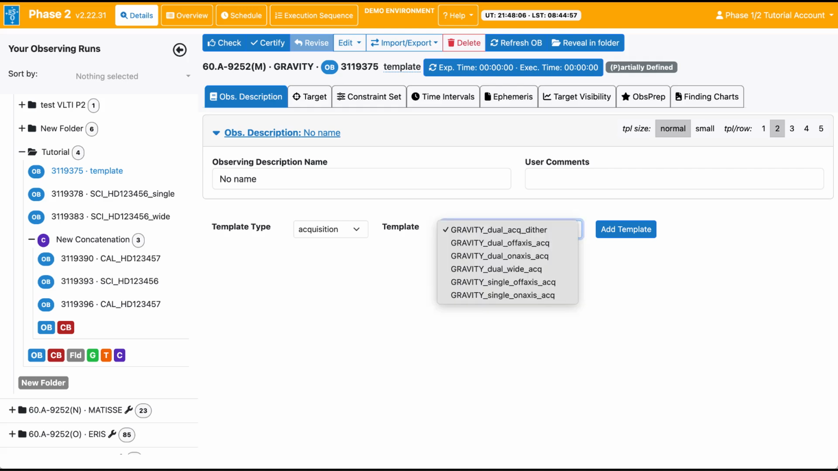The acquisition template must be the first template in an OB and is responsible for pointing the telescope, setting up the VLTI and instrument components, injecting the target light into the fibers, and successfully searching for and tracking fringes. Gravity uses several distinct acquisition templates corresponding to the field configurations. 5 standard modes: single on and off axis, dual on and off axis, and dual wide, and 1 dither template, only offered in visitor mode.